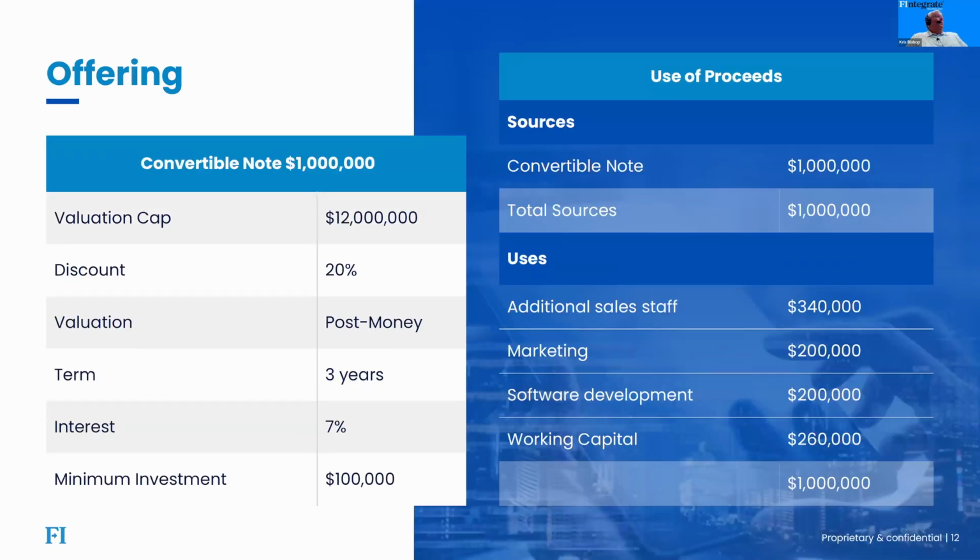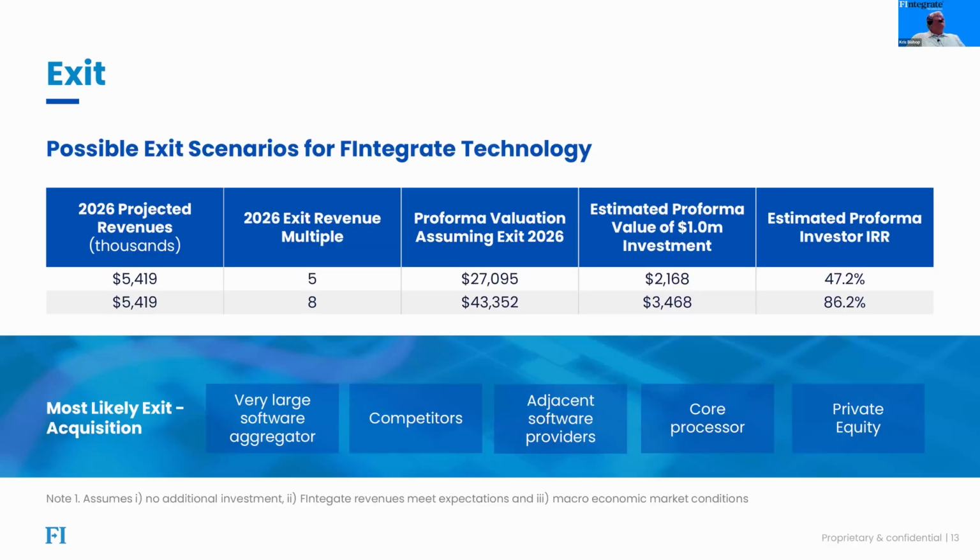So what we're offering now: the $12 million valuation, 20% discount, post-money. As you see, the terms are 3 years at 7%. There's a $100,000 minimum investment, which I think is somewhat negotiable. It's a convertible note. The money's going to be used again for sales and marketing and additional business development staff and sales. And then towards the end of 2025, our roadmap is to really pour into the AI space to more automate the products that we have today.